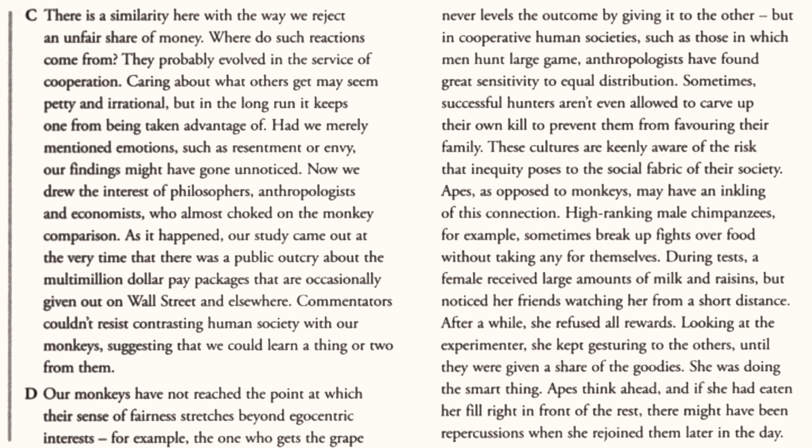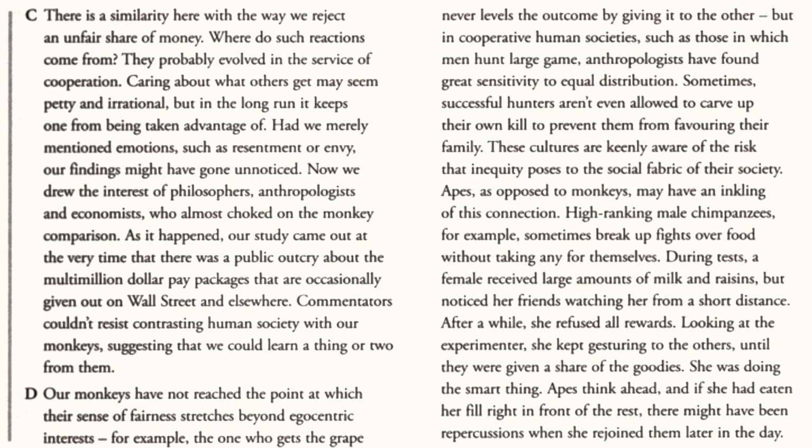Our monkeys have not reached the point at which their sense of fairness stretches beyond egocentric interests. For example, the one who gets the grape never levels the outcome by giving it to the other. But in cooperative human societies, such as those in which men hunt large game, anthropologists have found great sensitivity to equal distribution. Sometimes successful hunters aren't even allowed to carve up their own kill to prevent them from favouring their family. These cultures are keenly aware of the risk that inequality poses to the social fabric of their society.